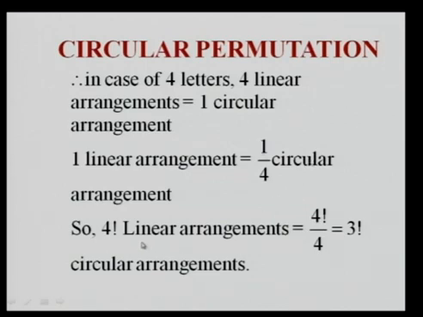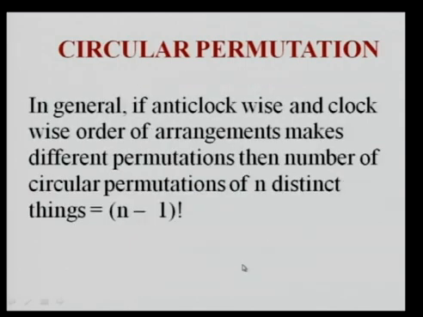So, factorial 4 linear arrangements is equal to factorial 4 upon 4, and factorial 4 can be written as 4 into factorial 3. 4 cancels with this 4, we are left with factorial 3. This is a particular case. Let us take a general case.